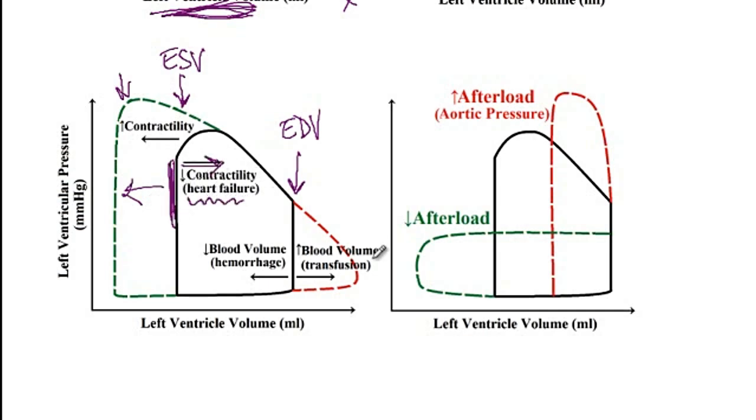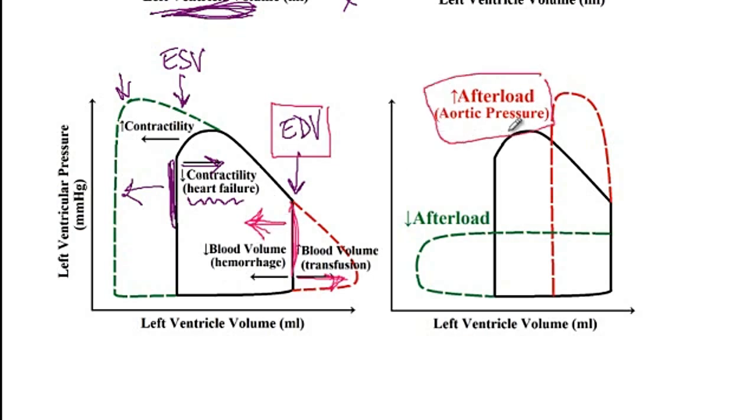On the other hand, if there is decreased contractility, like for instance from heart failure, then the line here will shift to the right. With increased blood volume, like for instance from transfusions, there would be elevated preload, so therefore the end diastolic volume will increase. While with blood loss, like for instance from hemorrhage, the end diastolic volume will decrease. So this line will shift now to the left.